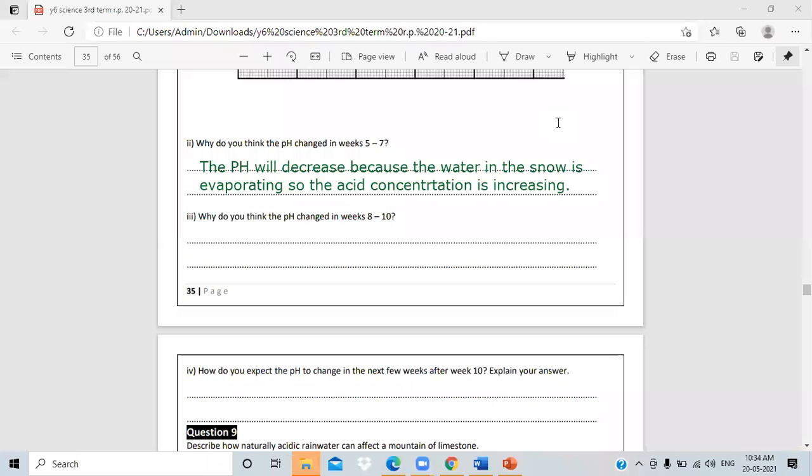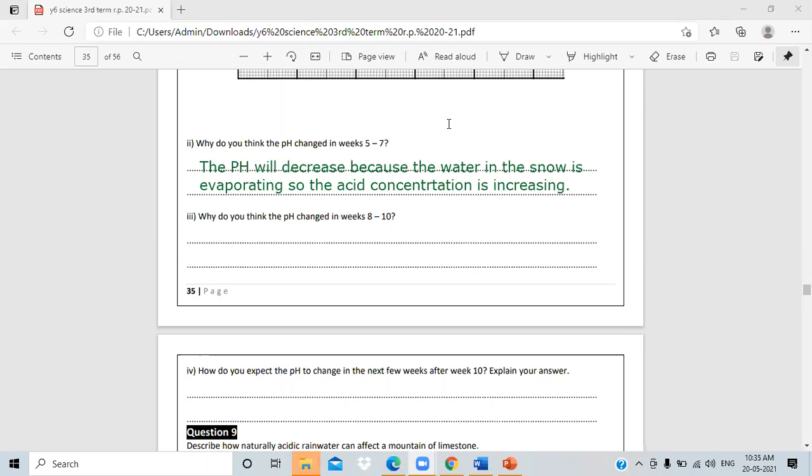Okay, the next question. Why do you think the pH changed from 8 to 10? From 8 to 10, why do you think it changed? Because the ice melted. Raise your hand. What's happening first to the pH? Yes, Hala. What is happening to the pH? It increased. Yes, the pH is increasing. Why? Because what's happening to the water? Because the water in the ice is melting.